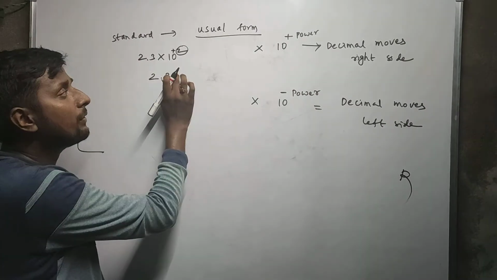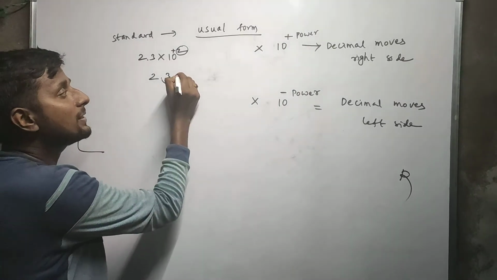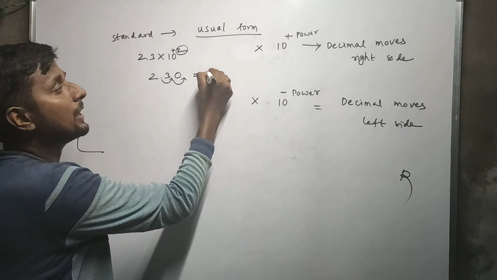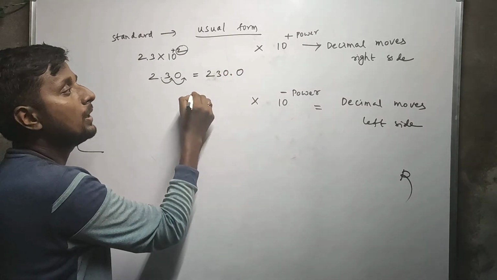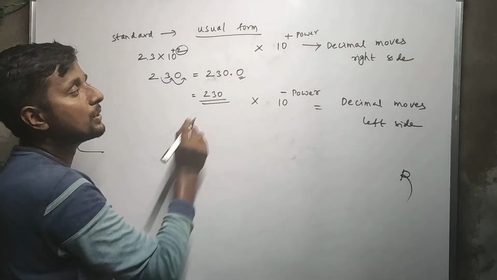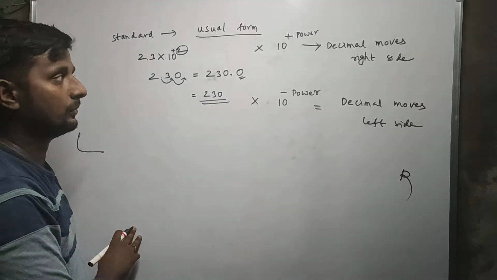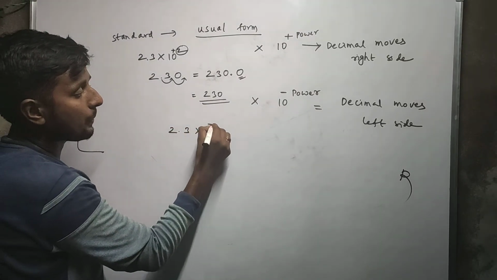So that means here we need a certain digit's support. The digit is nothing but 0. So the answer we can write as 230.0. Simply, we can write it as 230 because after the decimal we have zeros only. So we can simply treat it as a round figure number 230. Okay.